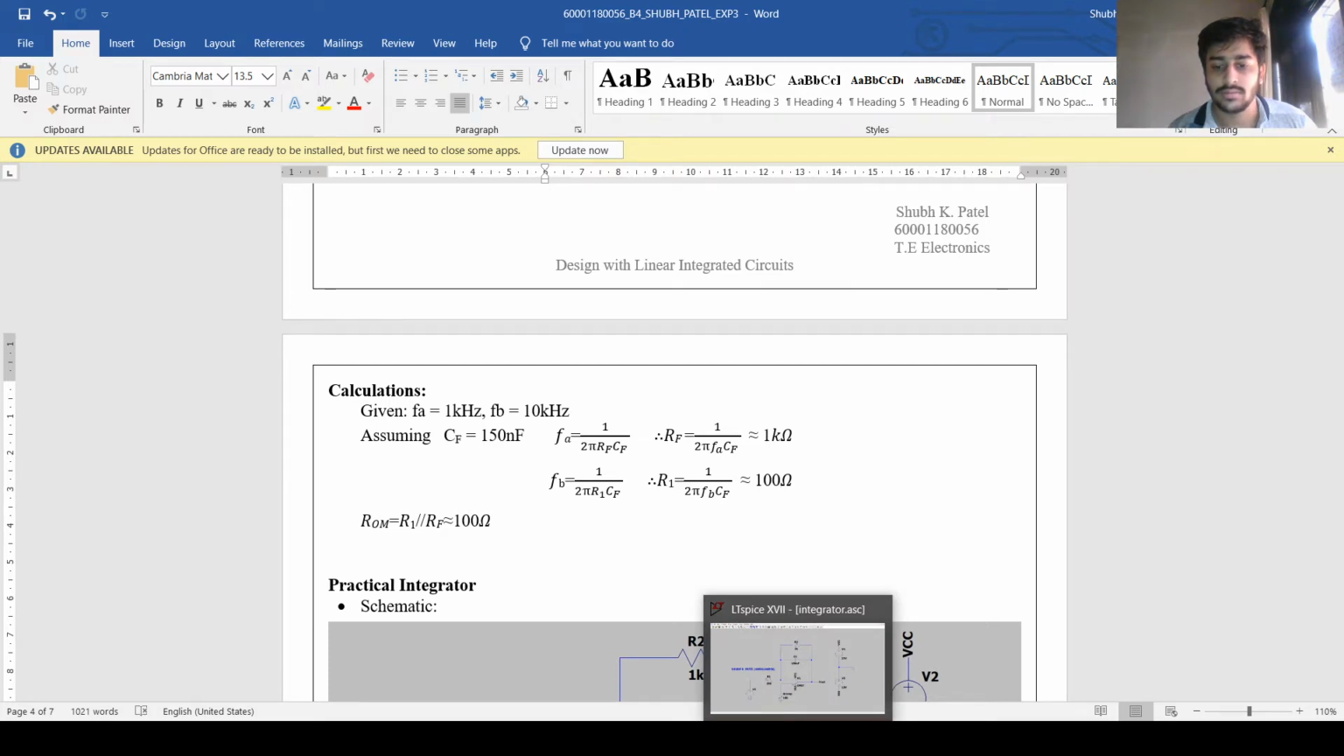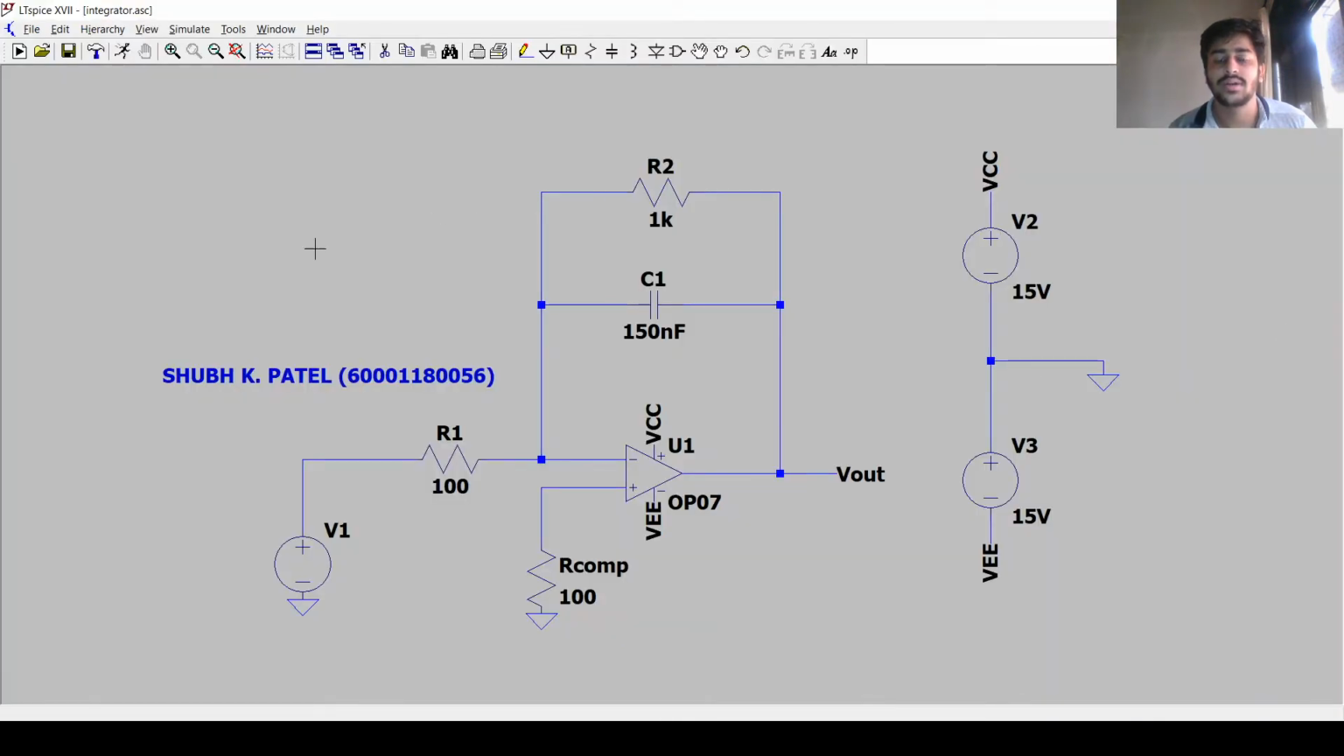LTspice software. I have already constructed the practical integrator circuit. This is the feedback resistor and its value is 1 kilo ohms as calculated. This is the input resistor, its value is 100 ohm. This is the offset resistor, its value is 100 ohm again, and this is Cf, which we assumed as 150 nanofarads. We have taken input voltage supply at the inverting input terminal.